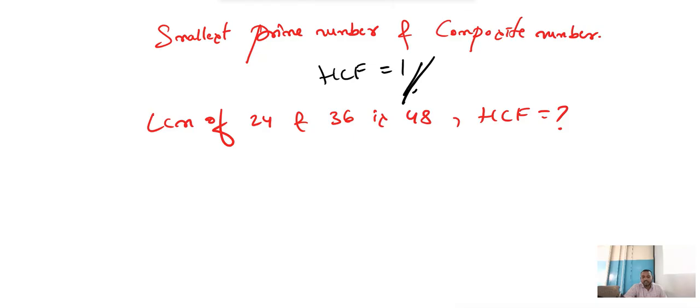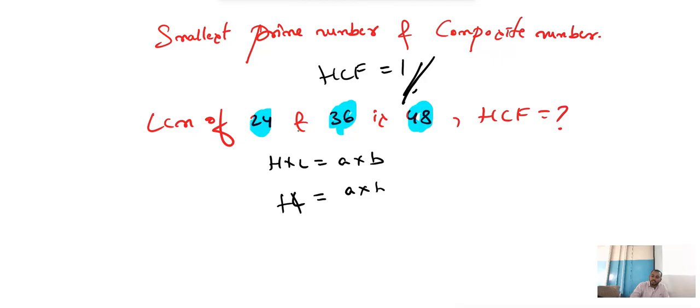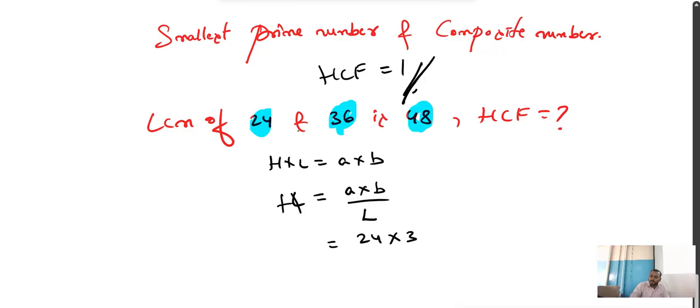See here. This is A, this is B, this is L, the LCM value. A and B are 24 and 36, LCM is 48. They are asking for the HCF. As I said, in the question, if they have given 3 values and are asking us to find the 4th value, then we have to use the relation method. We know that H into L is equal to A into B. We want H. H equals A into B by L. What is A? 24. B, 36.